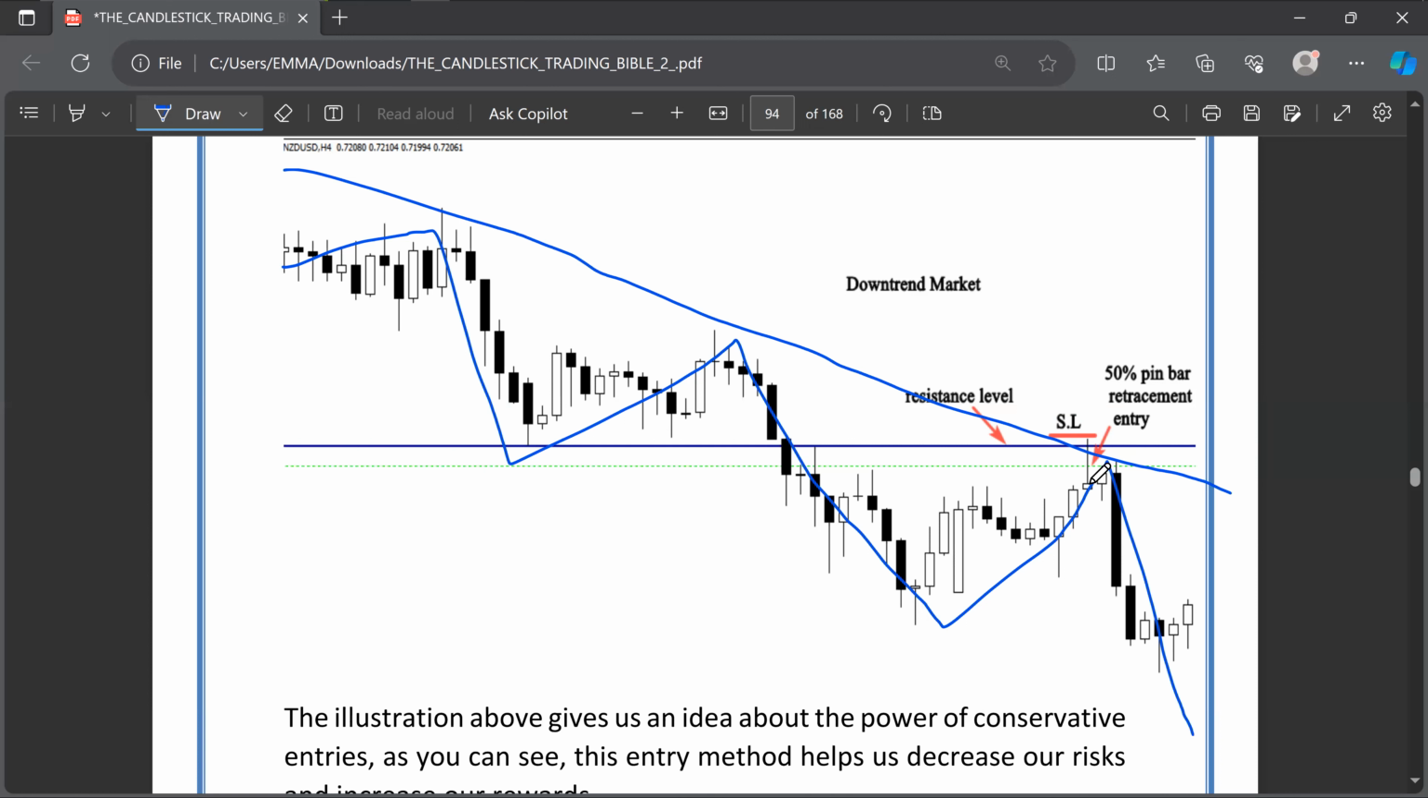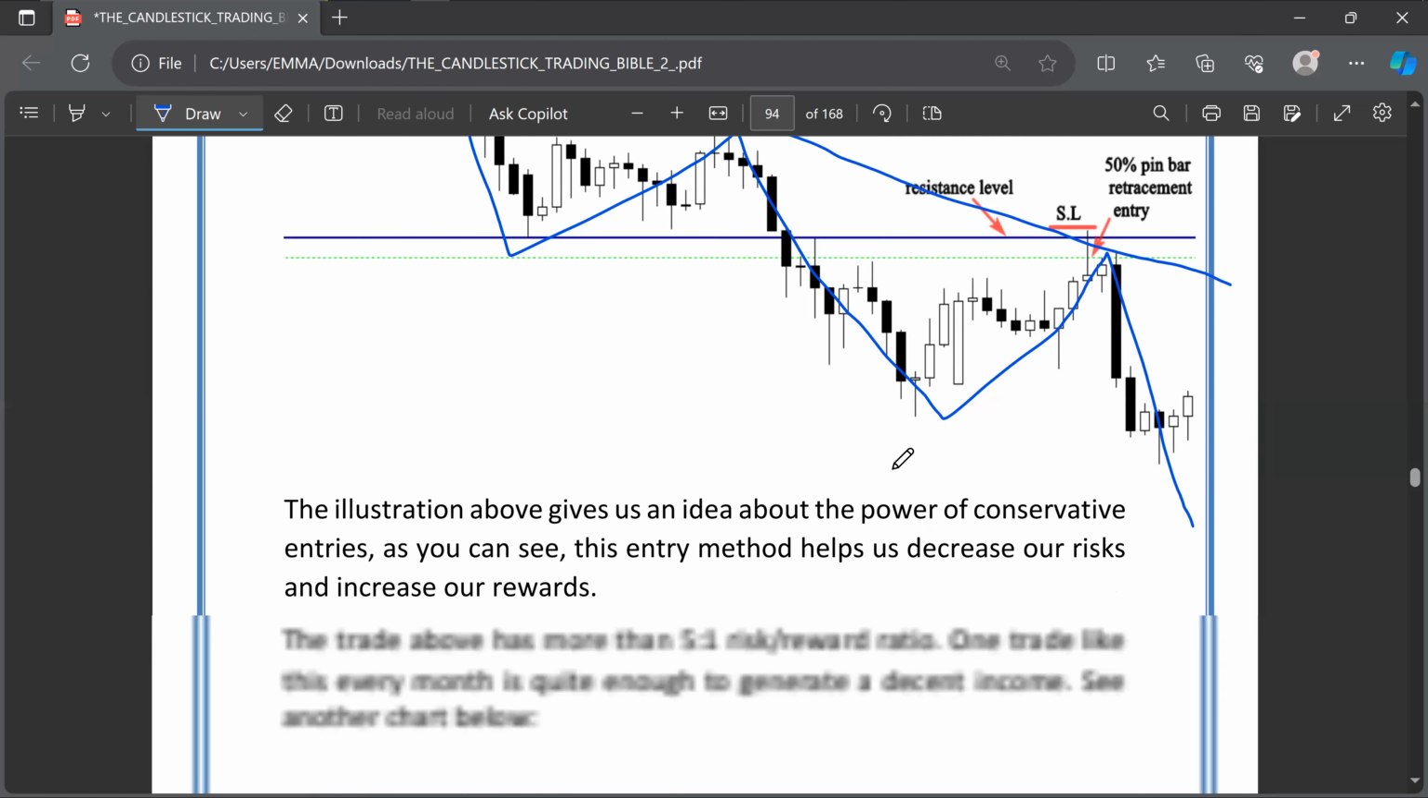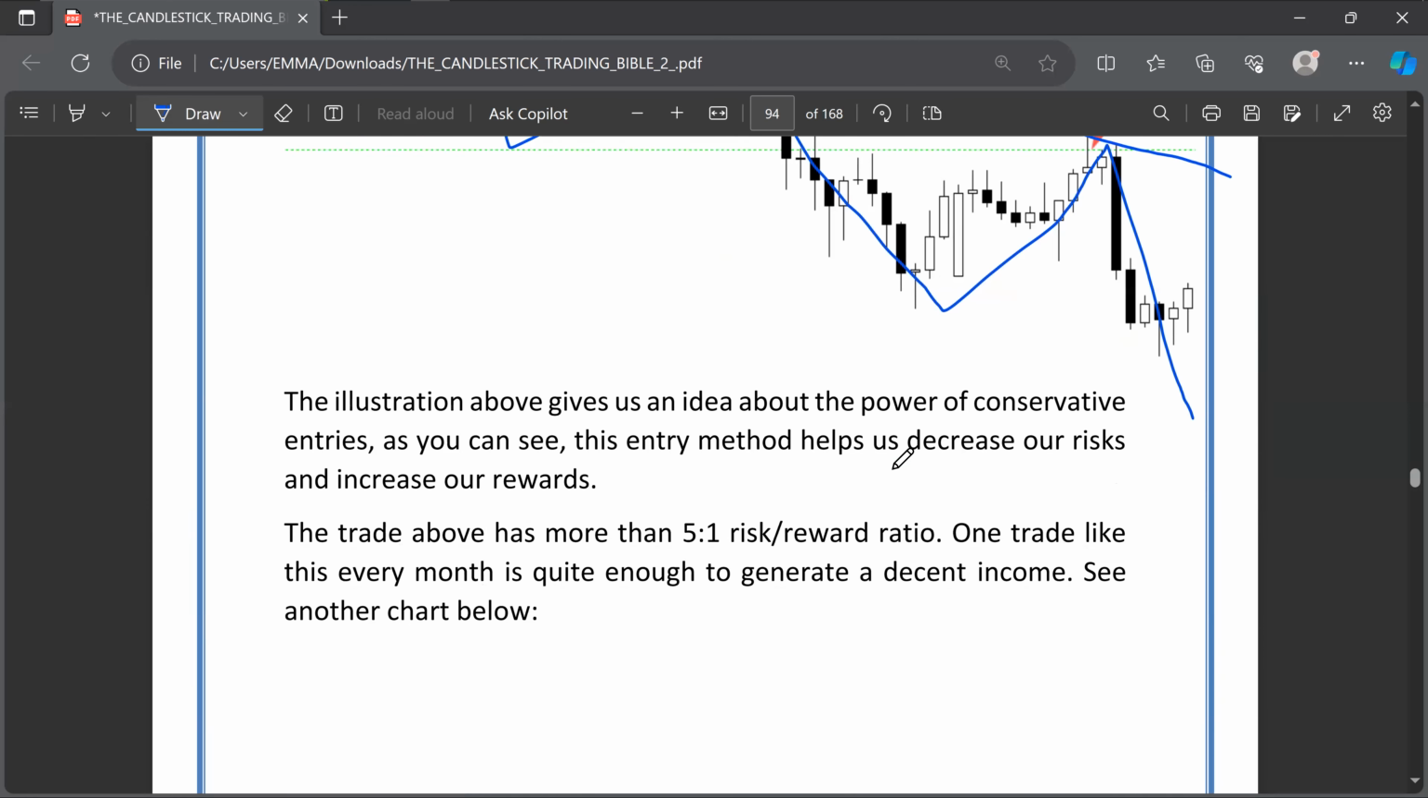That pin bar. You enter after the middle of that pin bar, and that is 50% of that. Then you go your way. Now, the illustration above gives us an idea about the power of conservative entries. As you can see, this entry method helps us decrease our risk and increase our rewards. The trade above has more than a 5-to-1 risk reward ratio, right? One trade like this every month is quite enough to generate a decent income, right?